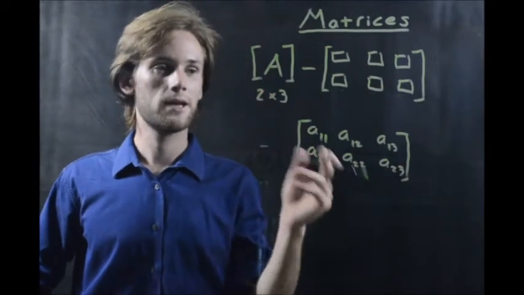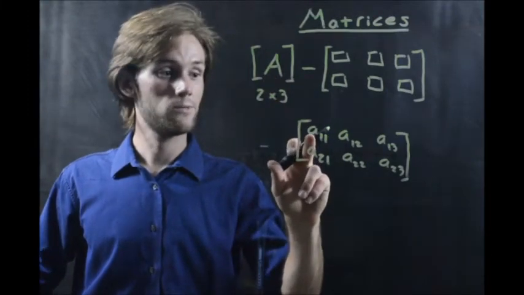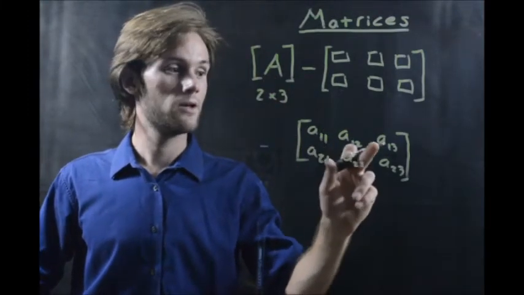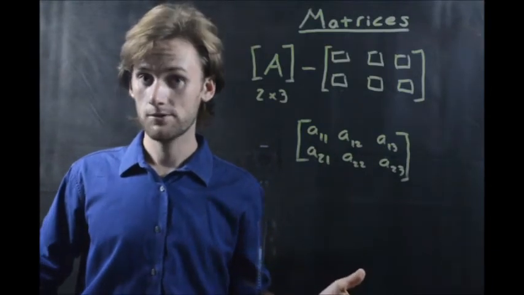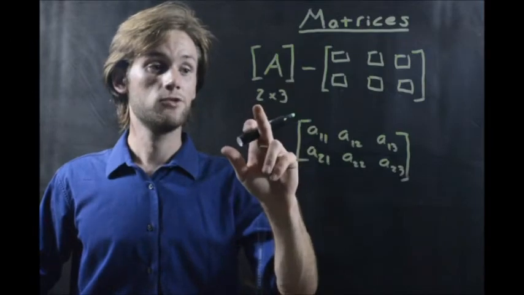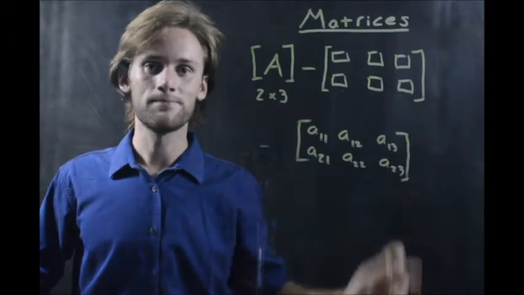Now remember, we could use any letter here. So if we had a capital B here, then we'd have lowercase b11, b12, b13, and so on. The most important thing to remember here is that a 2 by 3 means 2 rows and 3 columns.